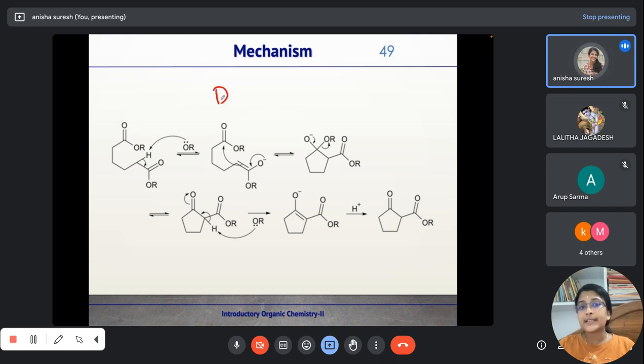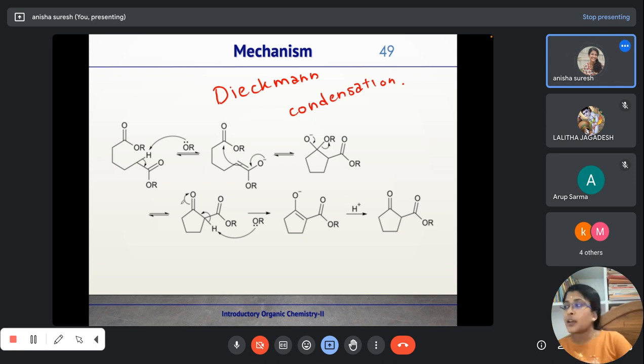This is known as Dieckmann condensation. It is an intramolecular aldol-type condensation reaction taking place in a diester compound. Here this is a 6 carbon system, 1, 2, 3, 4, 5, 6. This proton will be abstracted by OEt in our system. Our base is OEt minus. That will abstract the proton, leading to the formation of an enolate. So this is the enolate that will result.